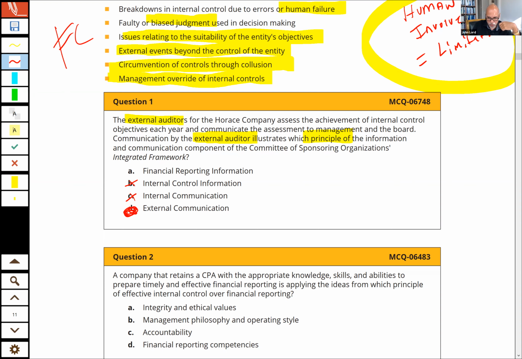So you read through the question and understand the question, but then you think, well, I'm not entirely sure, I can't remember. If you had the flashcard, you should remember the three components. But if you couldn't remember, you would look and see they're telling us about external auditors, and that's an external communication. Question?